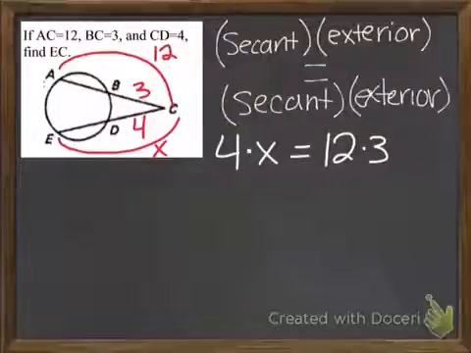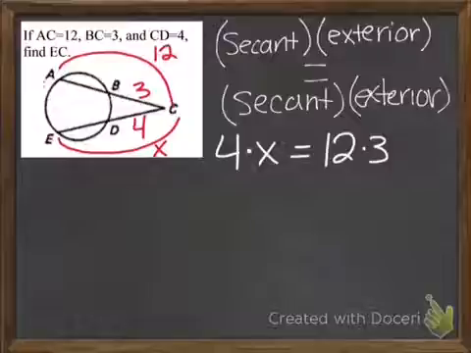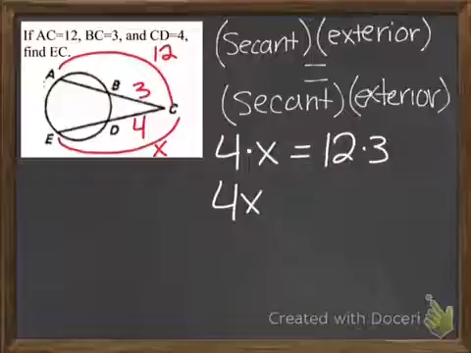Now, how I got x was that x is the whole secant. Since it was the whole secant, it has to be multiplied by 4, its exterior. Okay, and 12 and 3 is the same way. After that, you have to multiply, so you're going to get 4x equals 12 times 3 is 36.